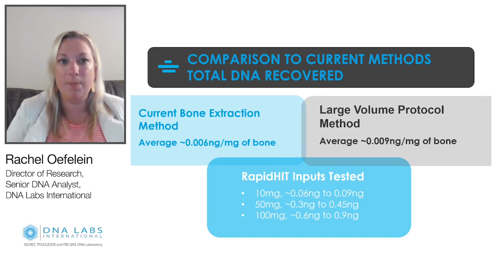So here we have our current bone extraction method versus the large volume protocol and the rapid HIT. This is looking at our inputs versus the amount of nanograms of DNA that we obtain. You can see that rapid HIT actually holds up pretty well when it comes to the high quality samples.